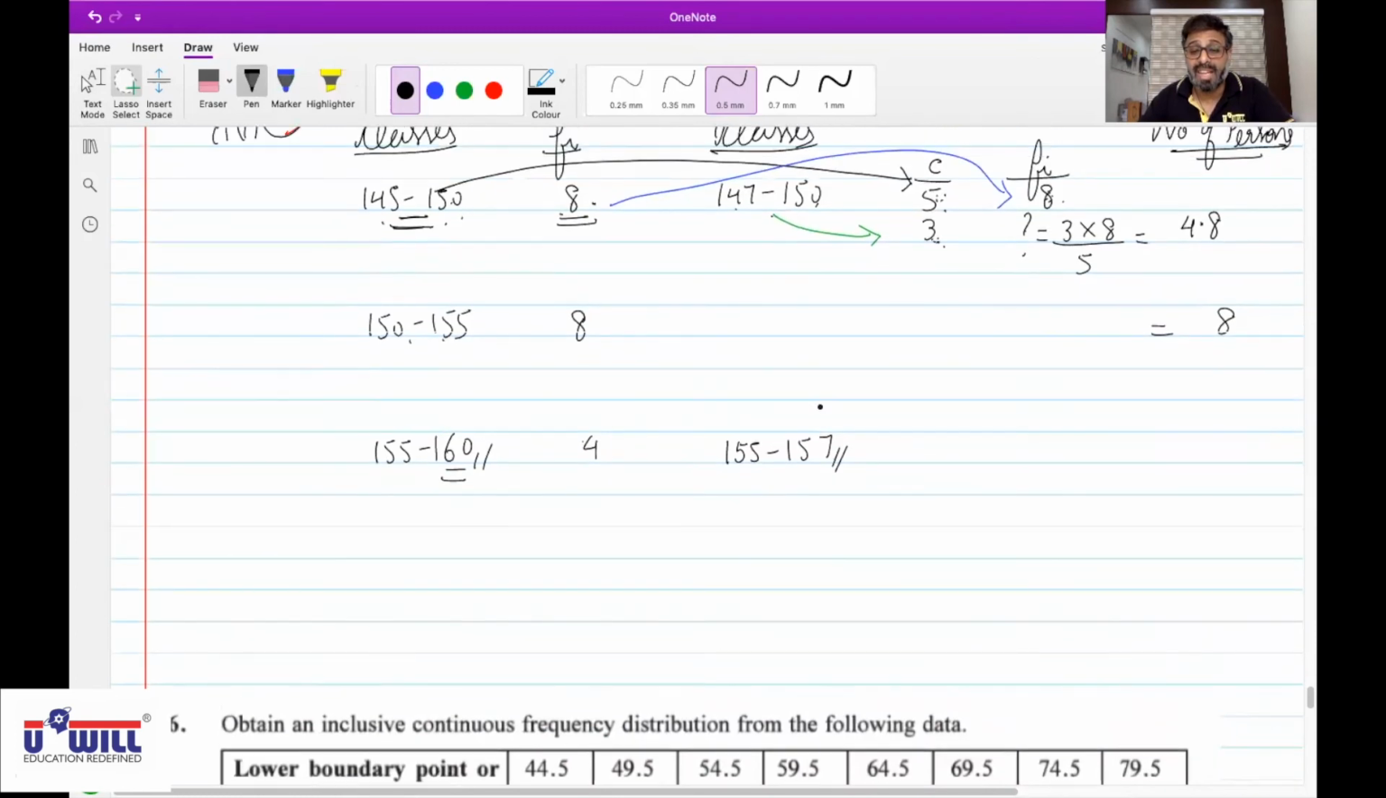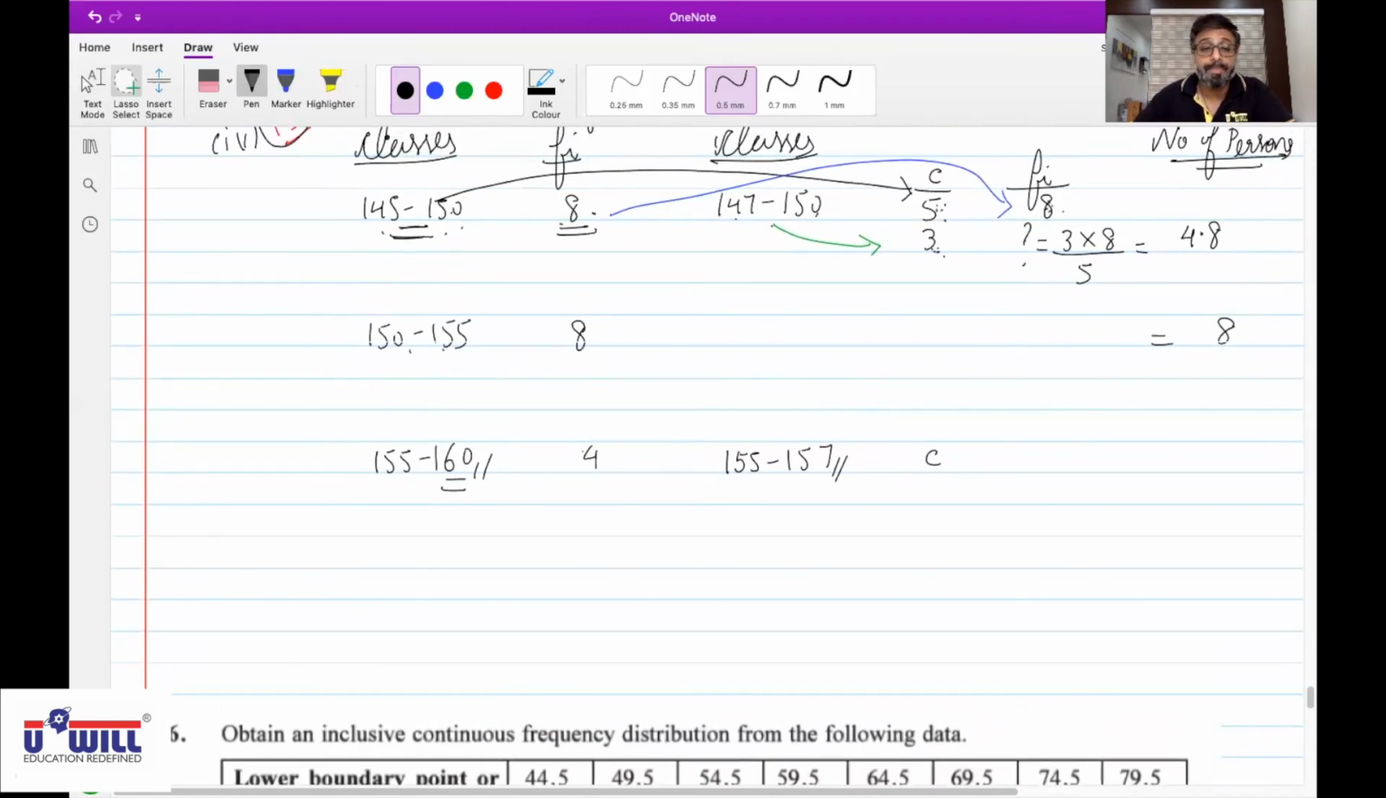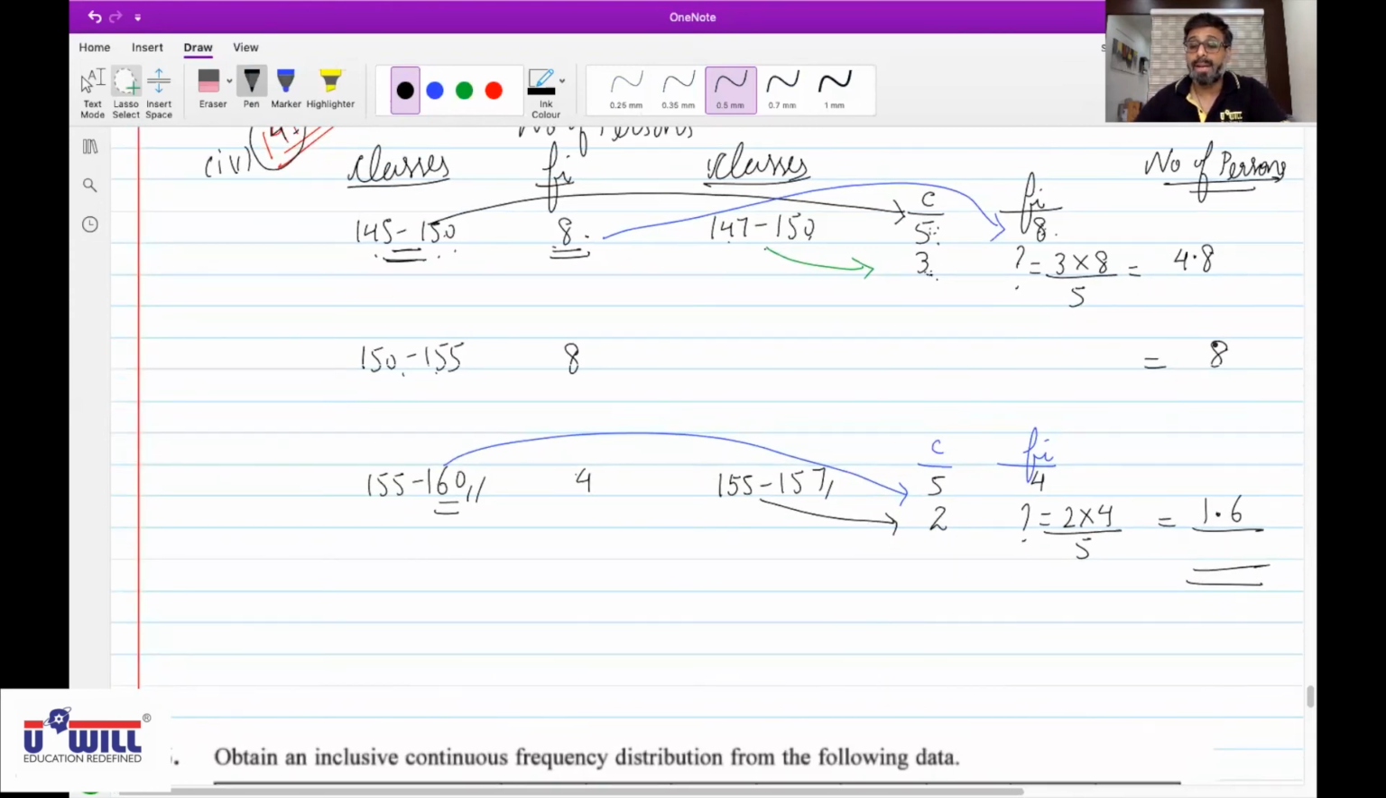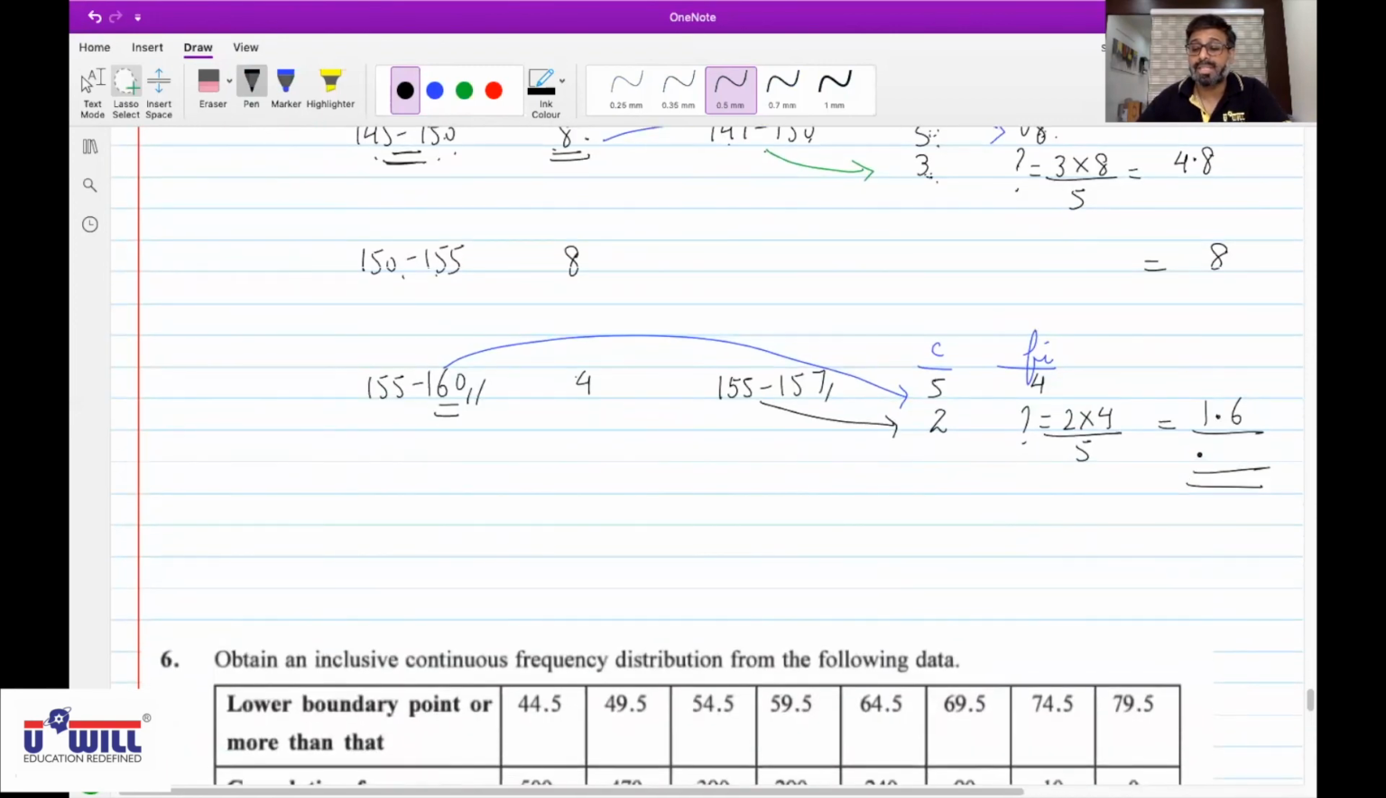Now 150 to 157. Here again, when the class length is 5, there are 4 persons in that. 155 to 157 means we can have only 2 observations in that category. So how many people will fall? 2 into 4, 8. 8 divided by 5, 1.6. Now you add this. 4.8 plus 8, 12.8, plus 1.6, 14.4.